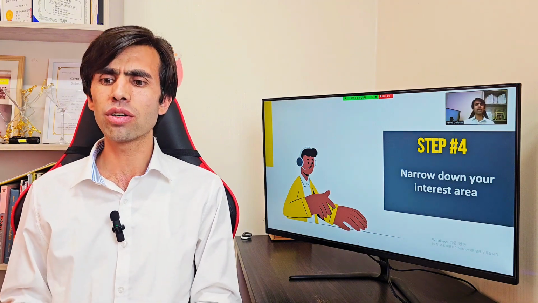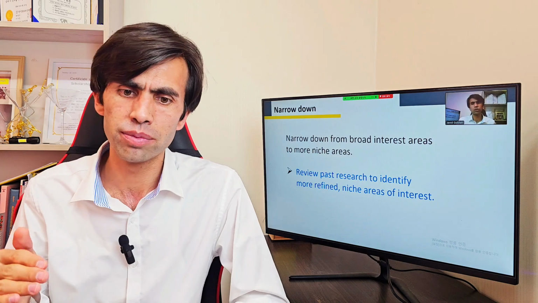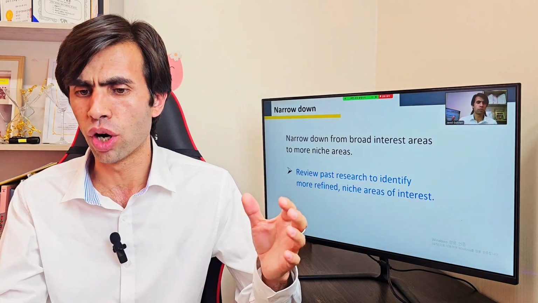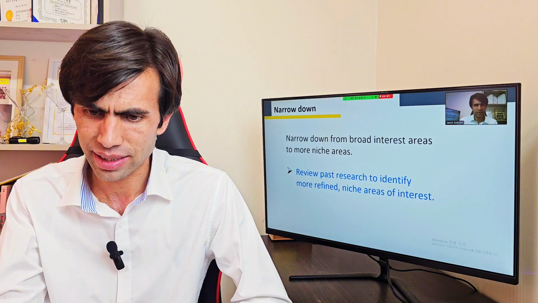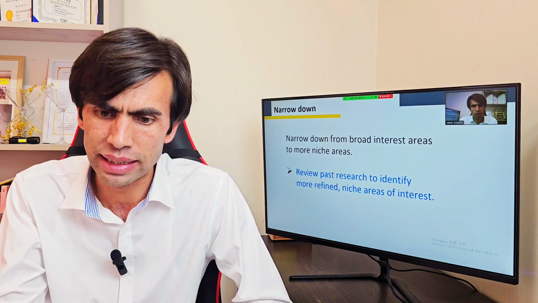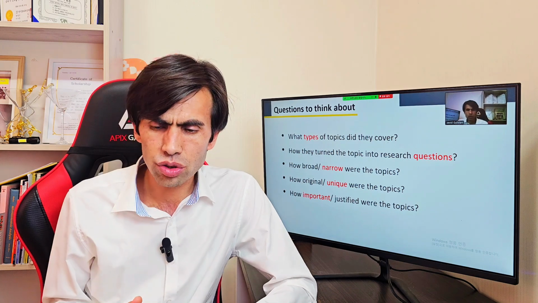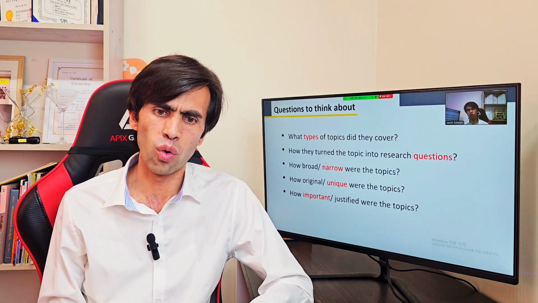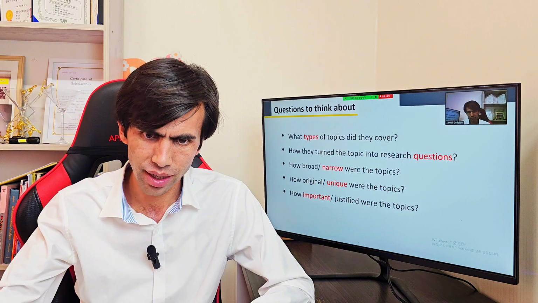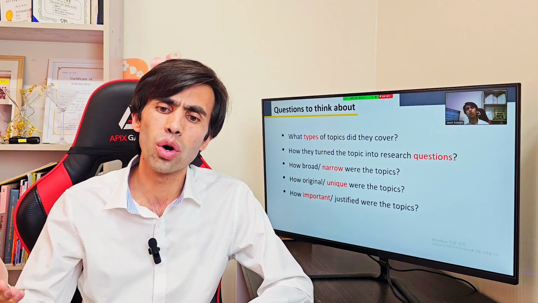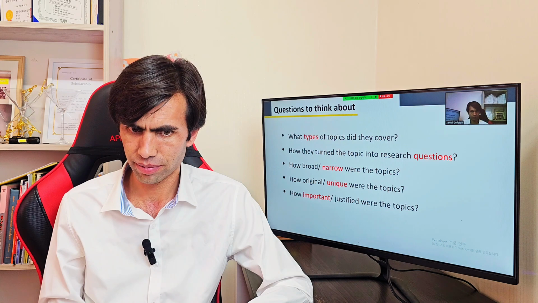Step number 4, narrow down your interest area. What you are going to do is narrow down from broad interest areas to more niche area. Review past research to identify more refined niche area of your interest. Questions to think about in this step are, what type of topic did other researchers cover? How did they turn the topic into research questions?